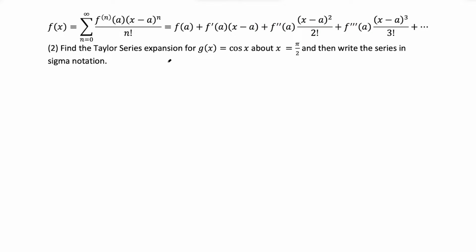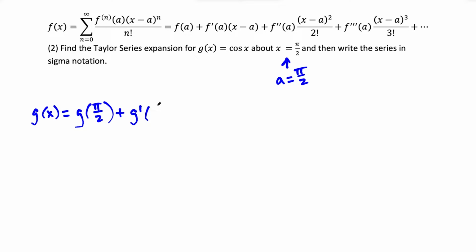Question 2, we're going to find the Taylor series for g of x equals cosine x about x equals pi over 2. So this is the center of our Taylor series. So we'll say a is equal to pi over 2. And we're going to plug this into the expanded part of the formula. So now our function is g of x. So we'll say g of x is equal to, and first we'll have g of a, which is g of pi over 2.